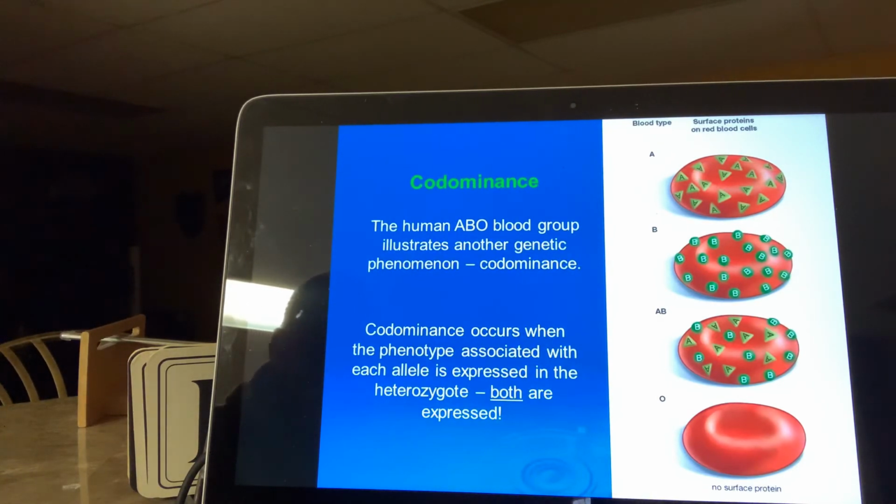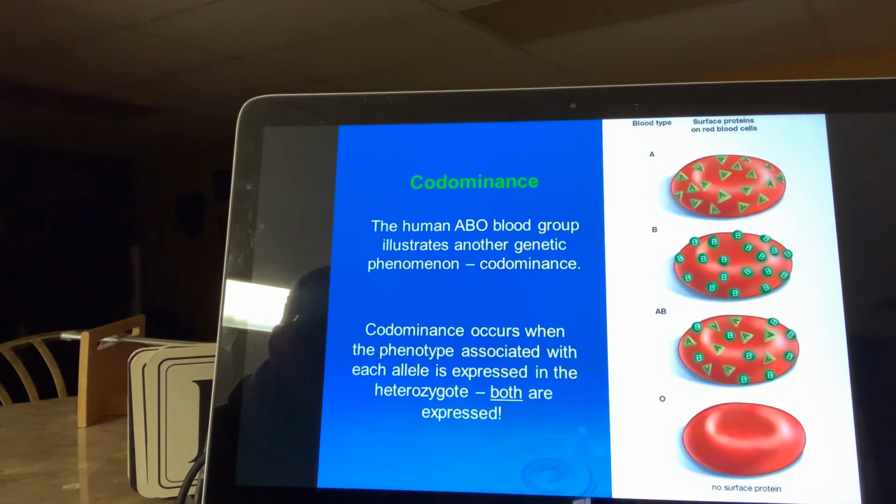The final genetic inheritance pattern we're going to talk about is codominance. Codominance means that in the heterozygous state, both of the conditions are expressed. Now, obviously, you cannot have both a fixed and a free earlobe. You cannot have both the ability to roll and not roll your tongue. But there are certain genetic alleles that can be present.